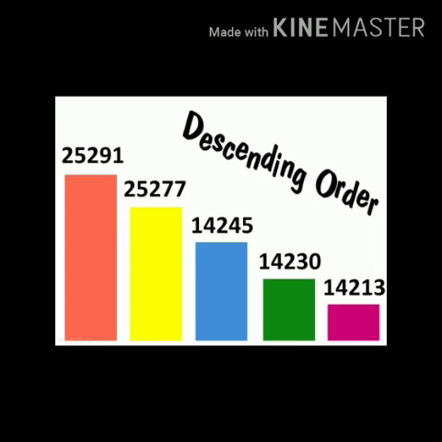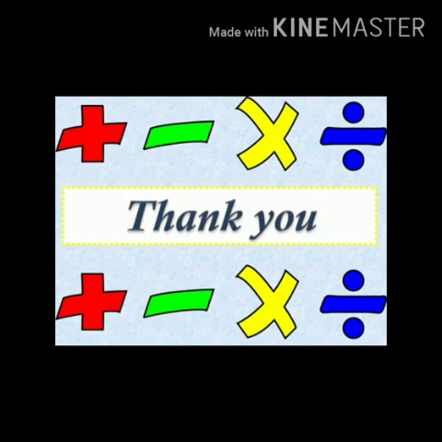So 25,291 will be the greatest number and will be written on the first place. Then after that 25,277, after that 14,245, then 14,230, and last number will be 14,213 for descending order. In this way, we can compare the numbers and we can write the numbers in ascending order and descending order.